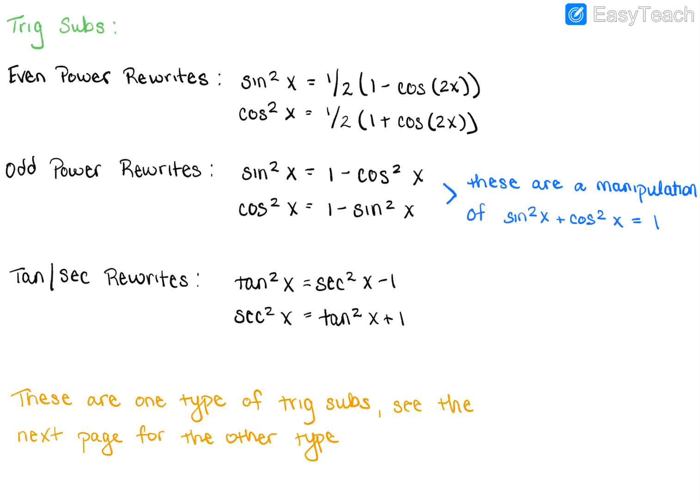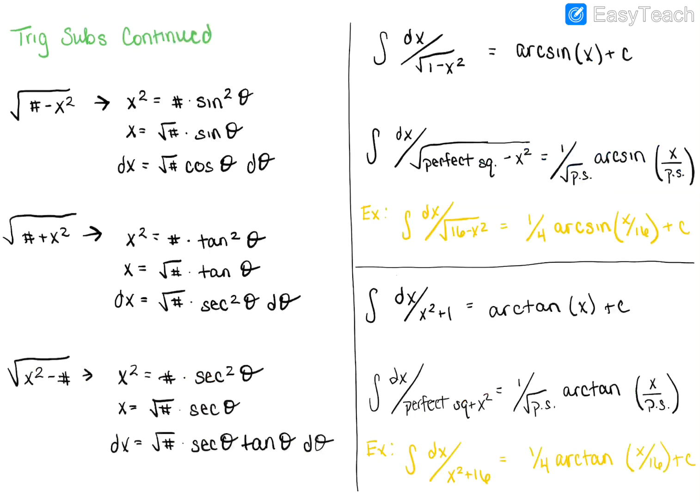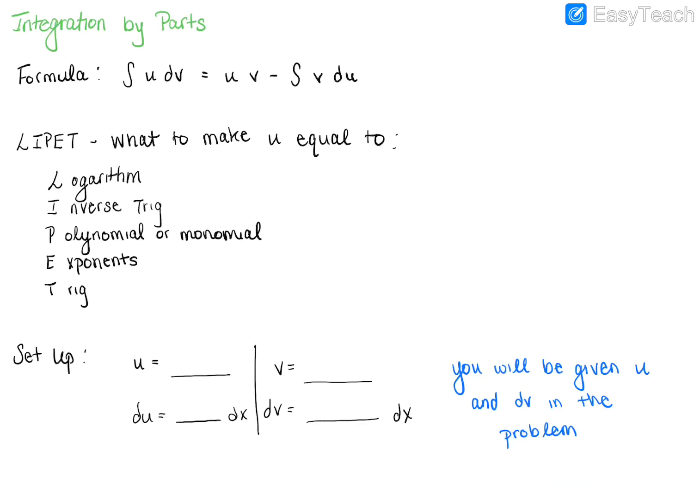The next page we have trig subs, in which we use these different formulas as rewrites to help us complete the problem. There's also a second type of trig subs which involve these theta substitutions, and on the right I've included the formulas for arcsine and arctan, as well as how to manipulate them when you have another number other than 1.